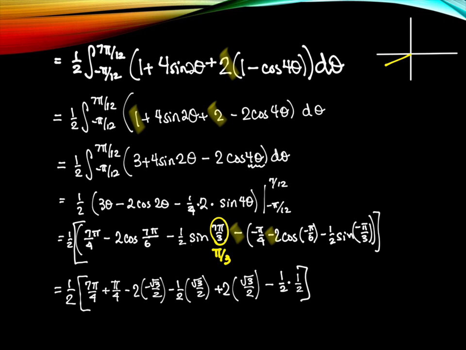Bracket here. All right, this is a mess. 1/2. We have 7 pi over 4 plus pi over 4. That would be 2 pi, right? All right. These are going to be positive. So the 2's are going to cancel. This is just square root 3. And then I have minus square root 3 over 4. I have plus square root 3 again, because the 2's are going to cancel. And then I have minus 1/4.